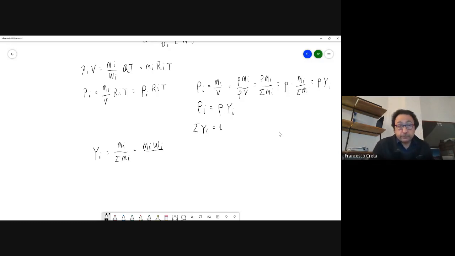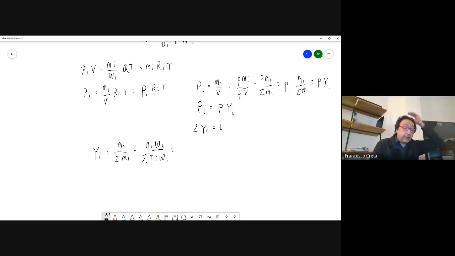Actually, wait a minute. Let's do something different. Let's just implement the definition here. Simply the number of moles times the molecular weight. And here the same. So we have the summation of Ni times the molecular weight.